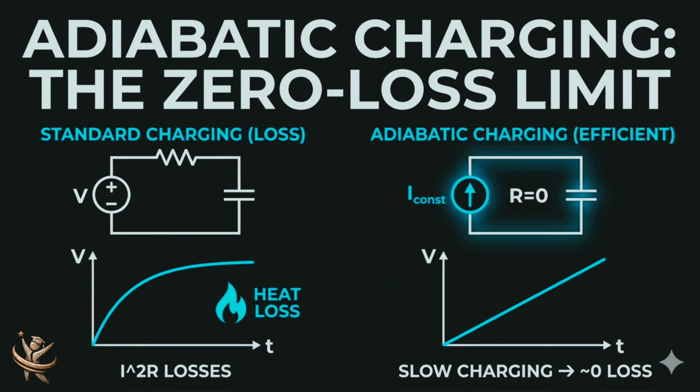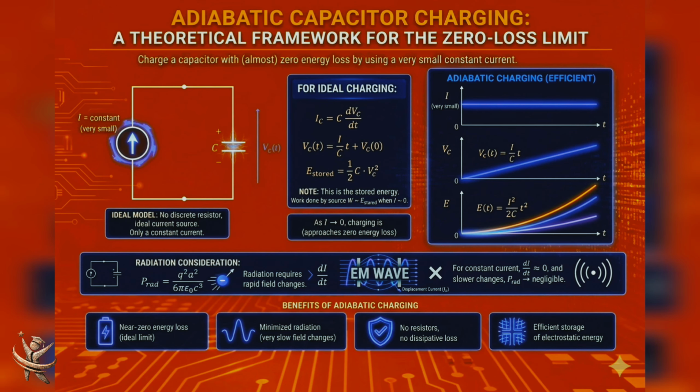So practically, is there any way to charge the capacitor to get almost zero or minimize losses? Yes, it is possible, and it is called adiabatic charging. How to achieve it? See, the battery was the main problem, right? It was causing more energy losses. So you can do one thing. Instead of battery, you imagine a constant current source charging the capacitor.